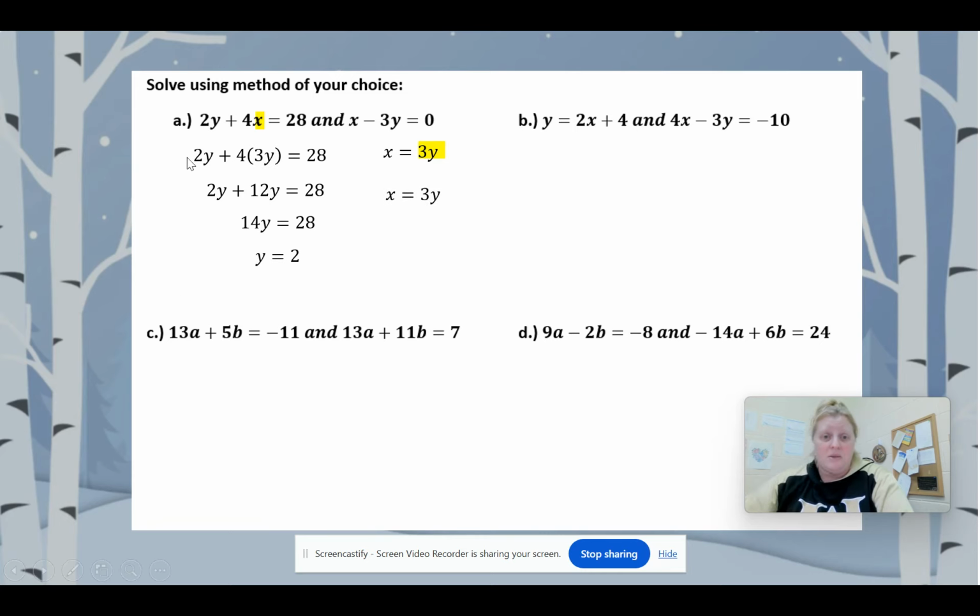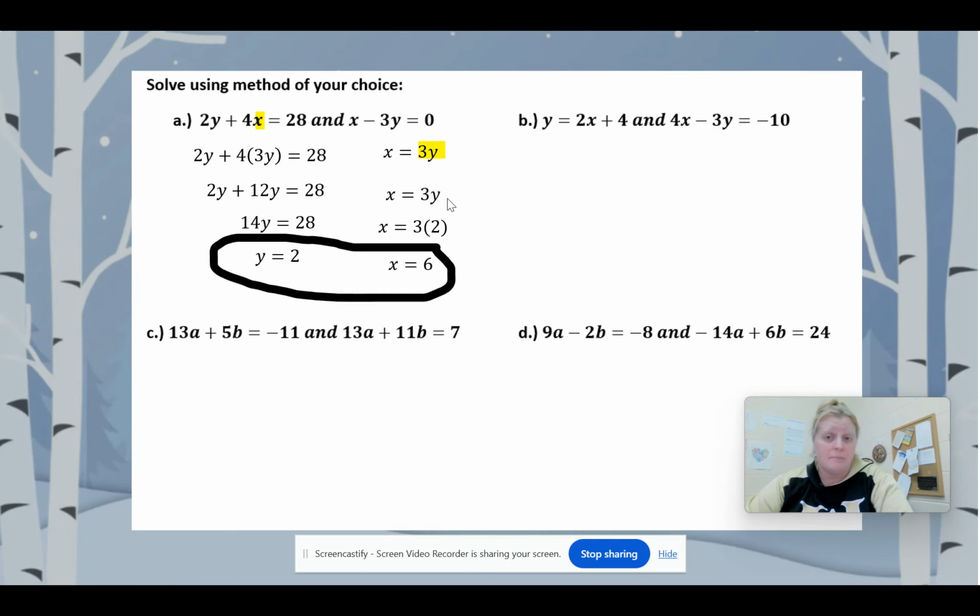Now that you know Y is 2, you can pick either equation you want, doesn't matter. I'm actually going to just use this one because that's pretty simple. And I can put 2 in Y spot, and X is going to end up being 6. And that one's done.